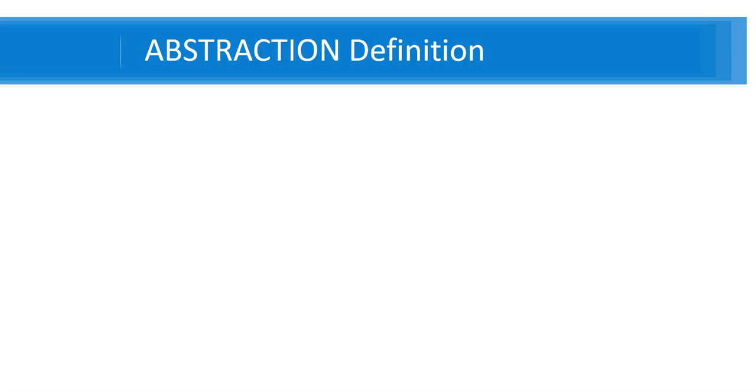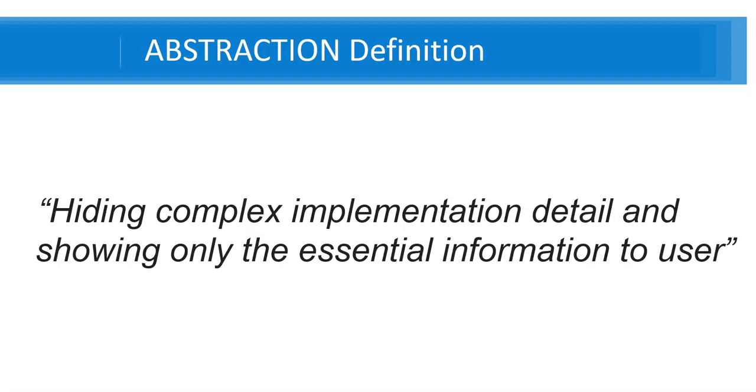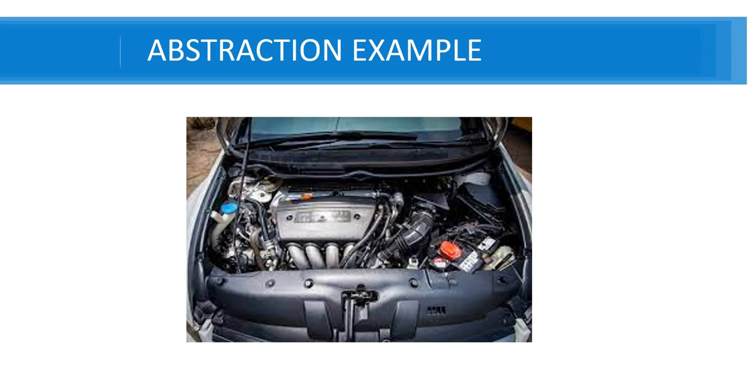So what is abstraction? By definition, abstraction means hiding complex implementation detail and showing only the essential information to the user. This is what abstraction is. Let's take an example. So this is a car. If you open the hood, it looks like that.